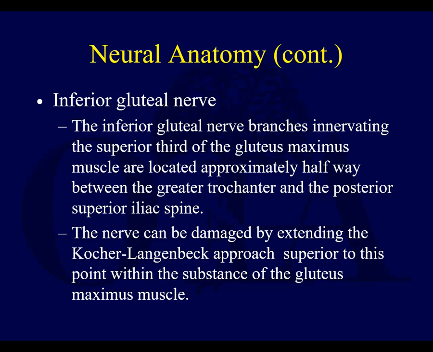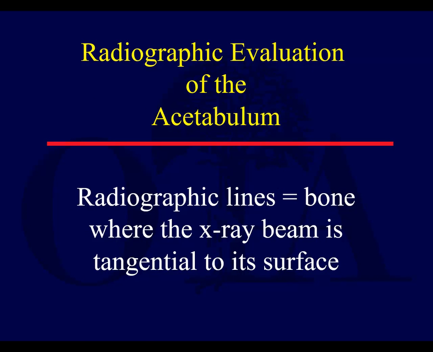The inferior gluteal nerve innervates the superior third of the gluteus maximus, and is located halfway between the greater trochanter and the posterior superior iliac spine. When you do a Coker-Langenbeck approach and you split the gluteus maximus muscle, you have to be very careful not to split it proximal or superior to the point where the nerve comes in. Otherwise, you can damage the nerve and denervate the gluteus maximus.